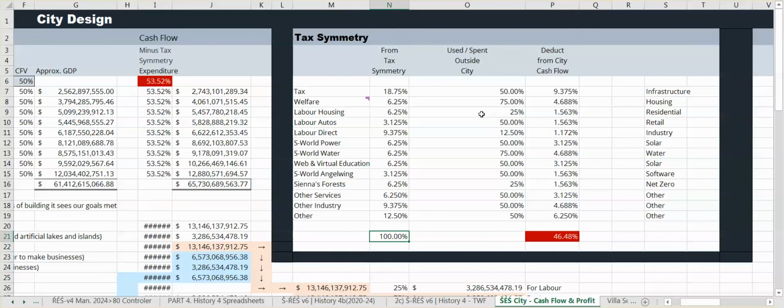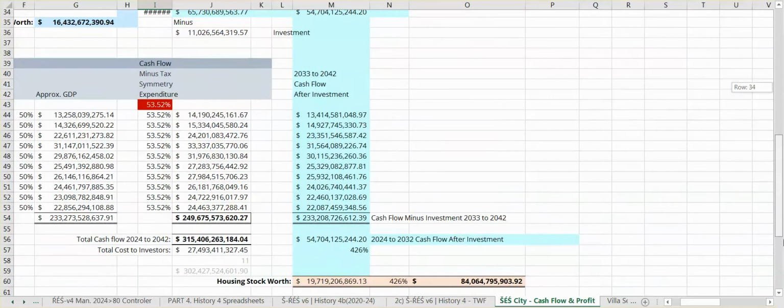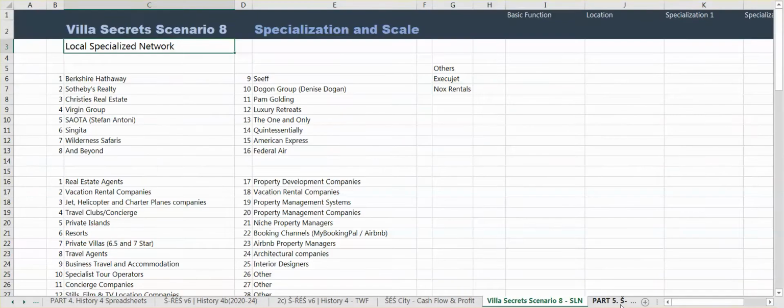Okay, some information on, I think it's investment information, ROI, spend 27, get C company make 154. This is from book 2, and it's about Villa Secrets scenario 8.